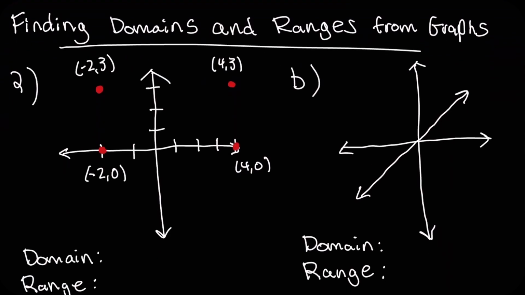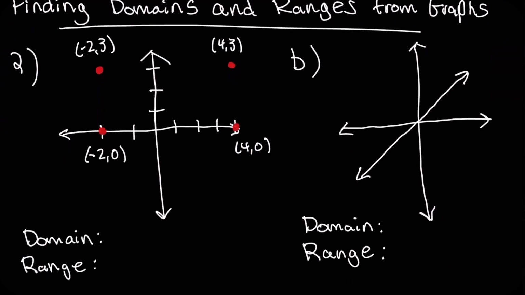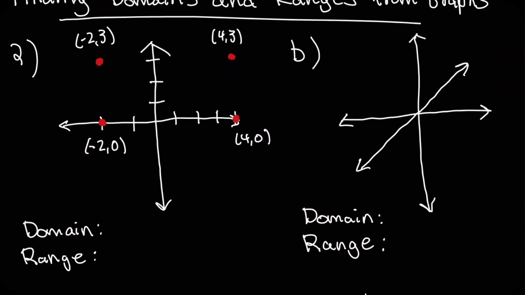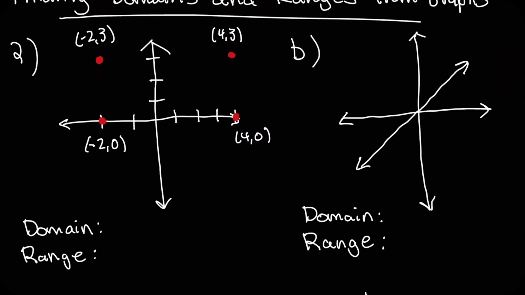Now, how do we find our domain and range from graphs? Well, in this first example, we have some ordered pairs plotted on our graph here. All we have to do is list out our x values and then list out our y values. So let's go ahead and take a look here.